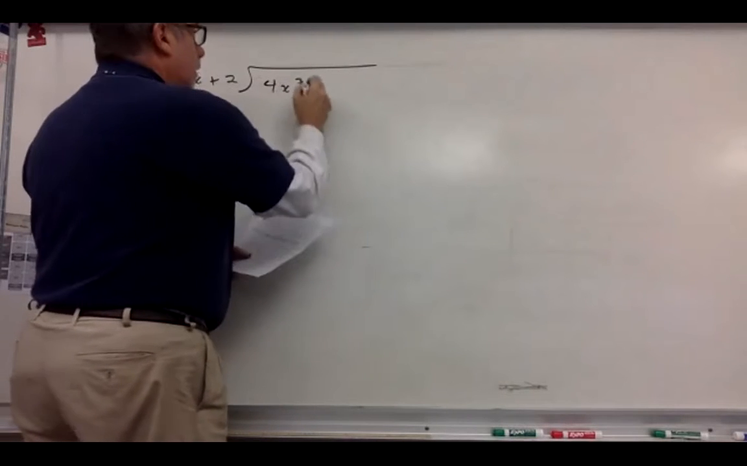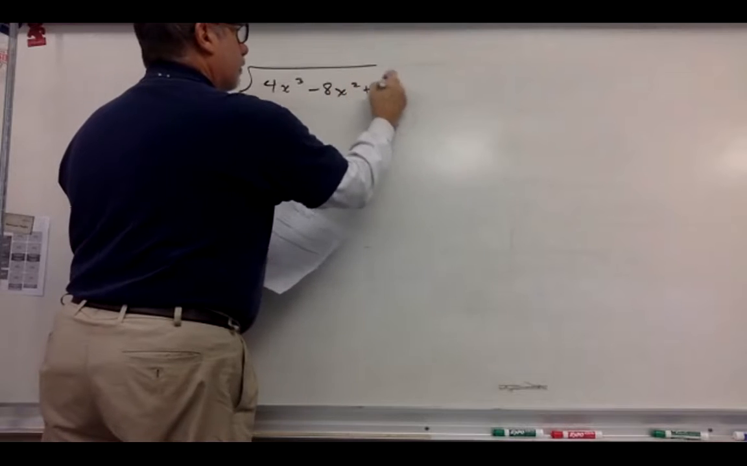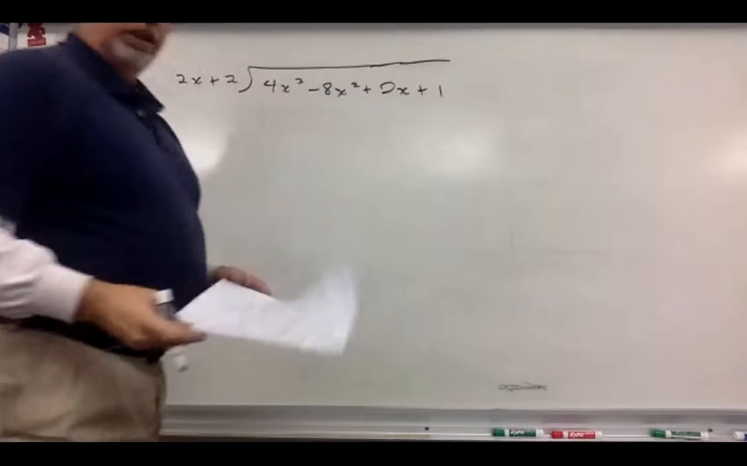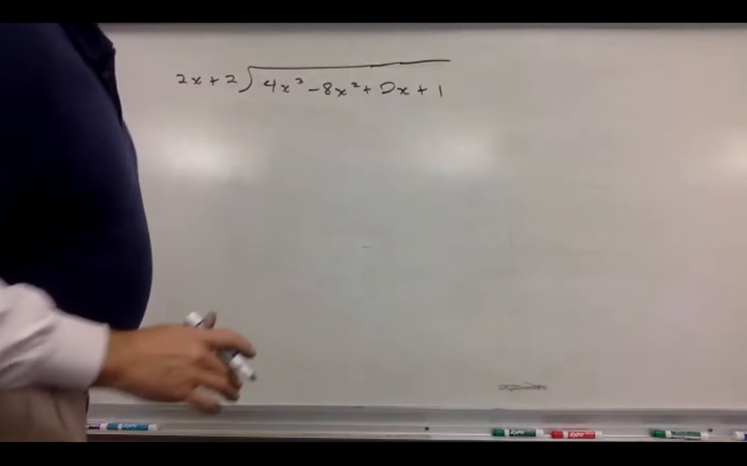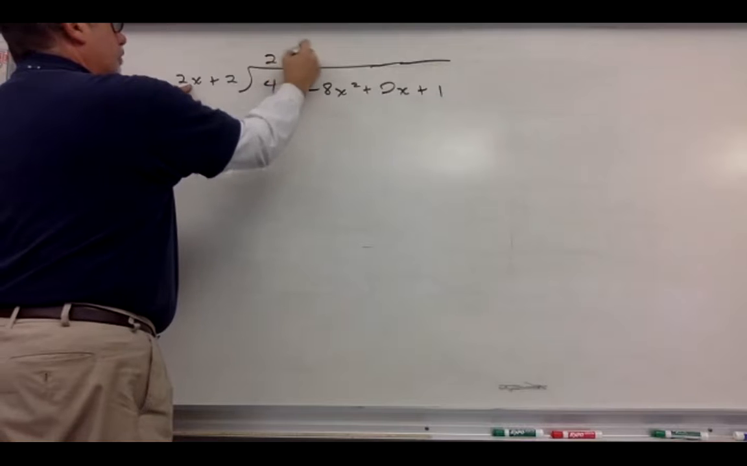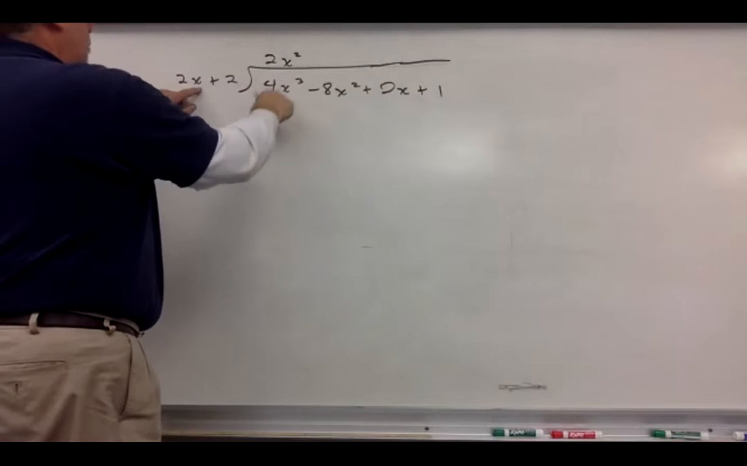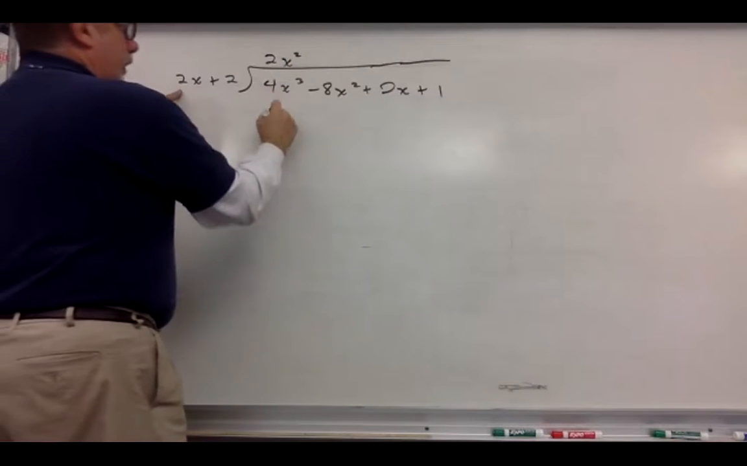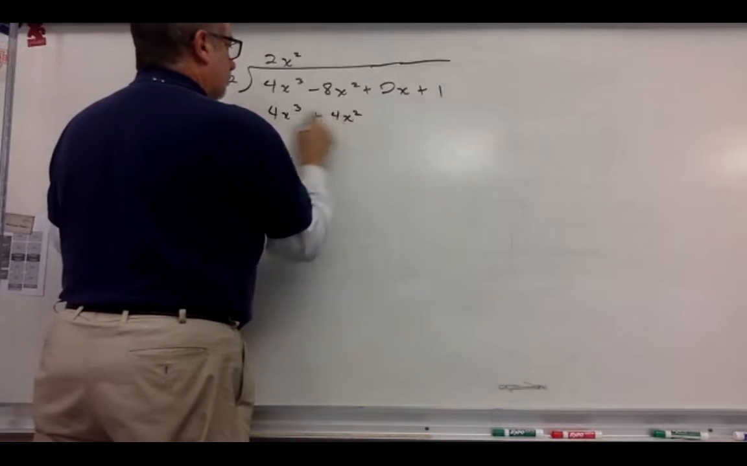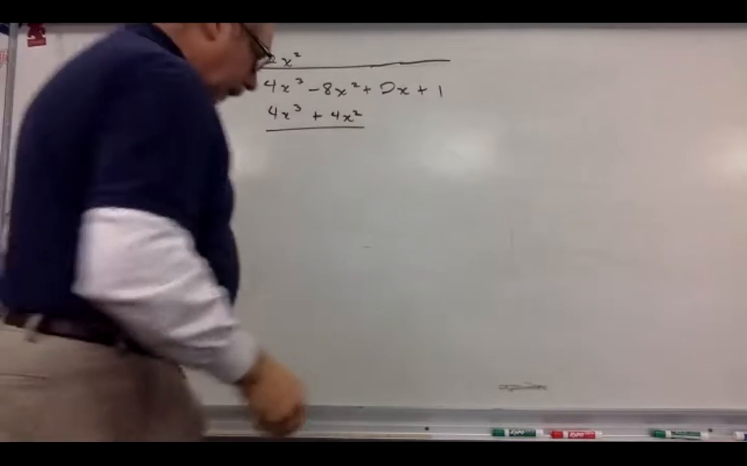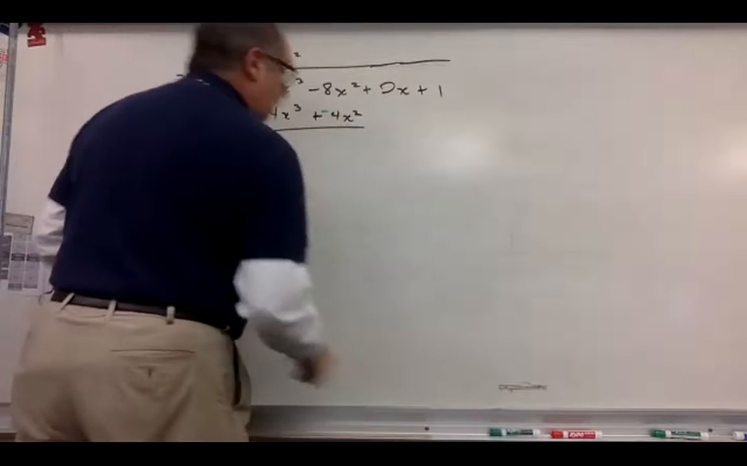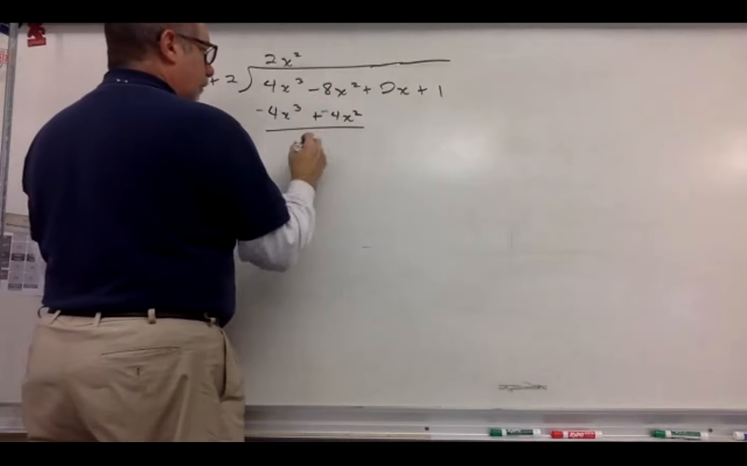4x cubed minus 8x squared. They didn't give me an x term, so 0x plus 1. Put it in descending order. Okay, all right, what do I have to multiply 2x by to get 4x cubed? 2x squared, right? 2 times 2x again. So then 4x cubed plus 4x squared. Okay, change the signs and add. -8, -4, -12.